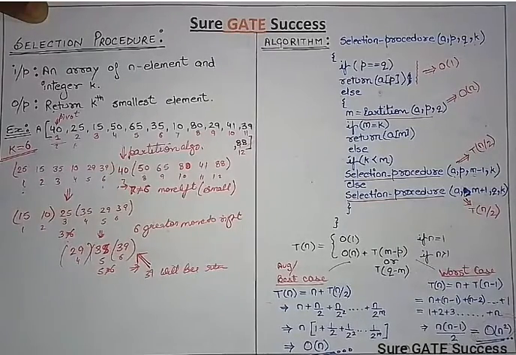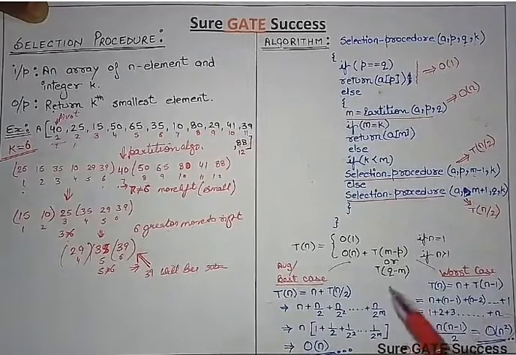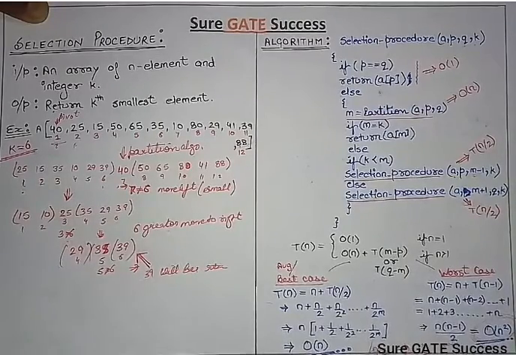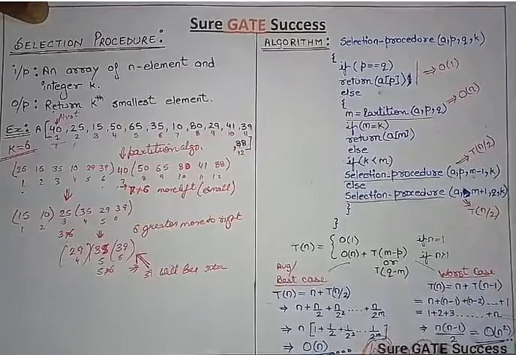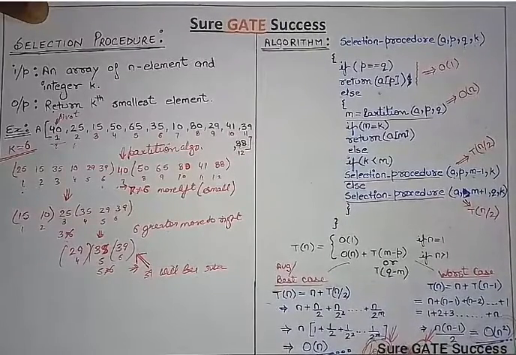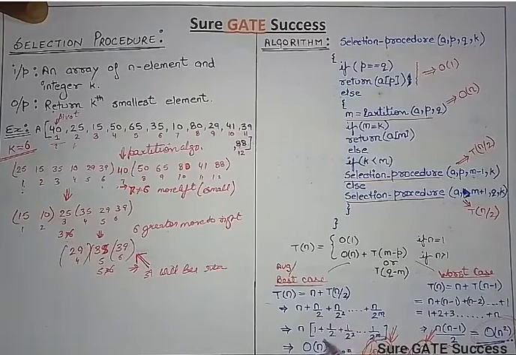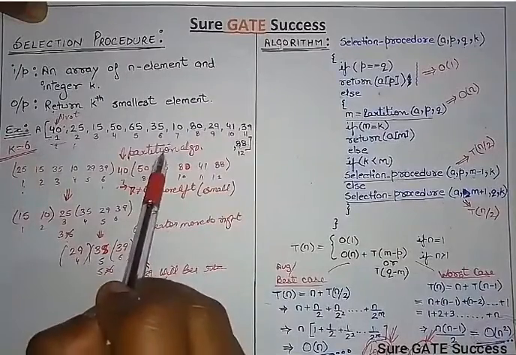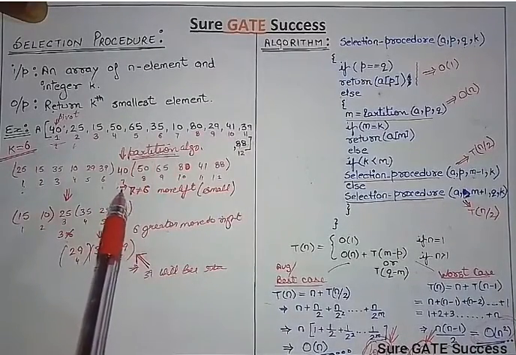And the stack space will be n in this case, and stack space will be log n in the other case, because we are going by half each time, and here we are going from first to last. So in this way you can find out the time complexity. So don't forget to refer to the partition algorithm, because it is one of the most important parts of the selection procedure.